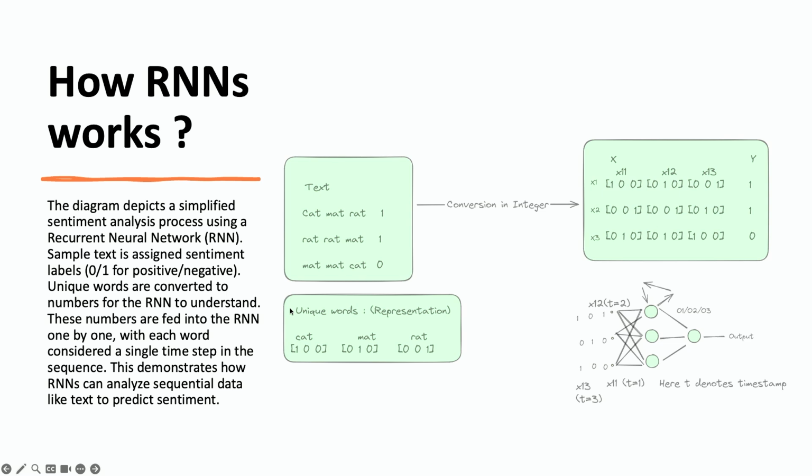So how does this recurrent neural network work? Here you can see we have some data which is one-hot encoded. We have some text that is converted into integers, and then we can fit this data into our recurrent neural network. But actually, how can this recurrent neural network analyze text data?